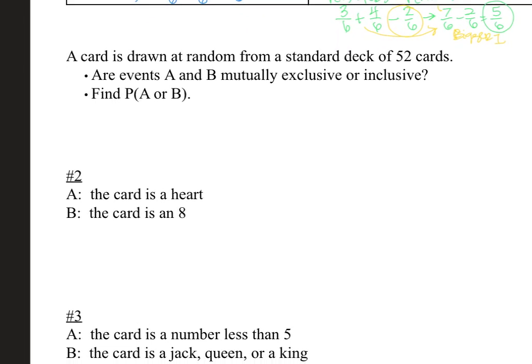Now, the next problems are going over talking about cards. Okay, so a card is drawn at random from a standard deck of 52 cards. The first thing you need to do is determine if they're mutually exclusive or inclusive, or we can say overlapping. Then you need to find the probability of A and B. So these are your steps here, step 1 and step 2.